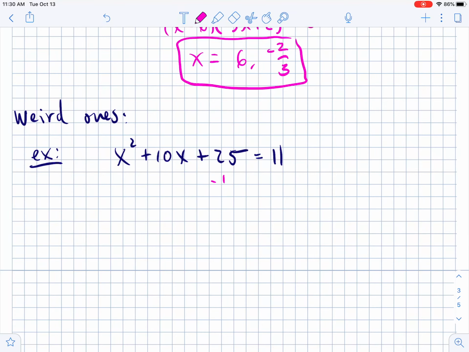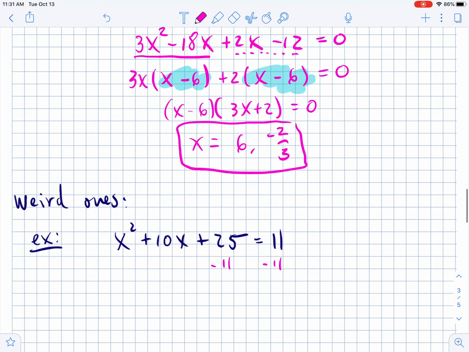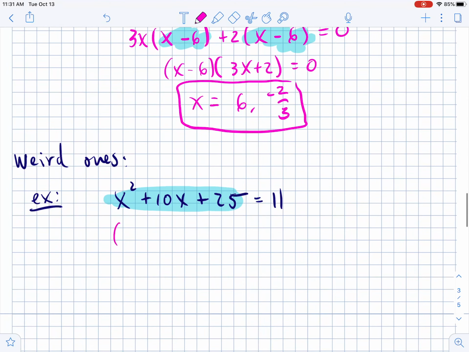This next one is kind of weird because a lot of people would start by subtracting 11 from both sides. And you can do that, set it equal to 0, because that's what I did up here. I got everything on one side. But if you look at this for a second, do you see how this side looks like it factors real nice? Like 5 times 5 is 25, and they add to 10. So that means you can get x plus 5. X plus 5 is equal to 11.